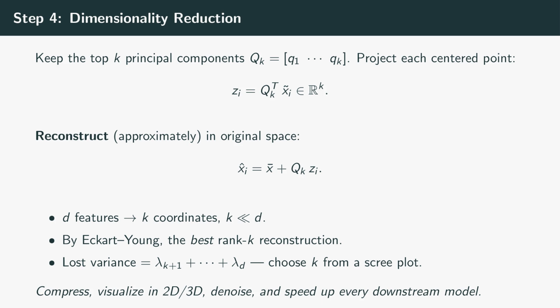By the Eckart-Young theorem from last episode, this is the best possible rank k reconstruction of the data. No other choice of k directions does better. The variance we lose is exactly the sum of the eigenvalues we dropped, the small ones.